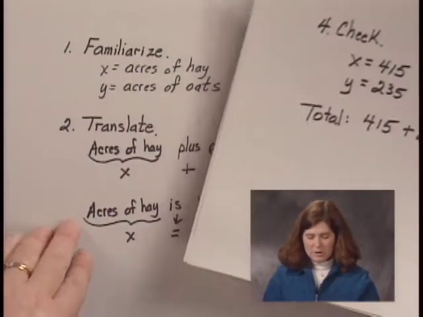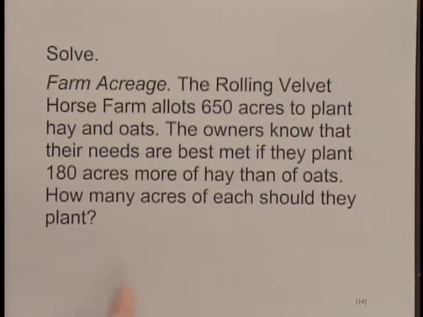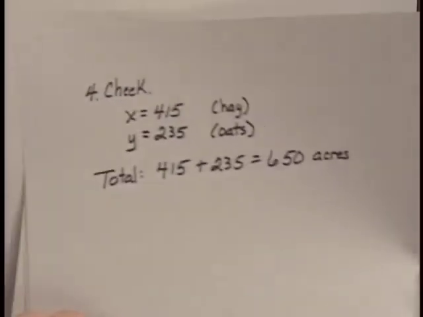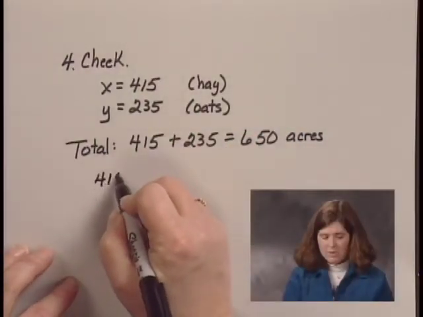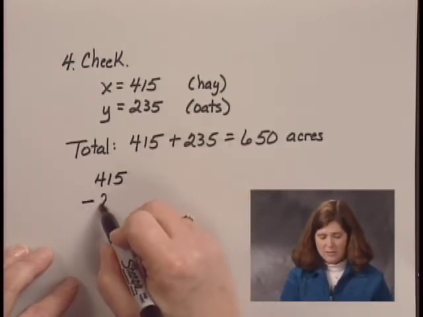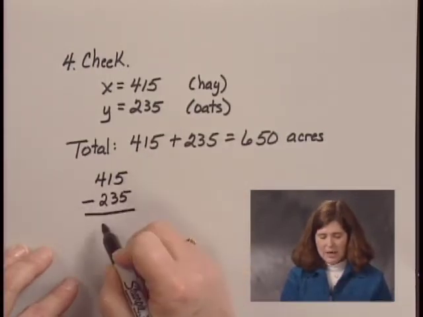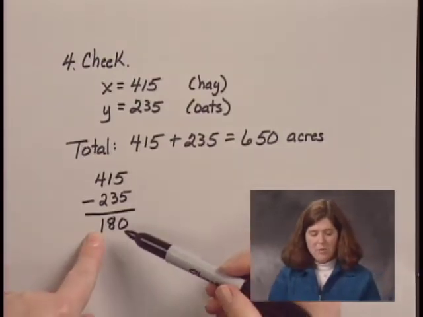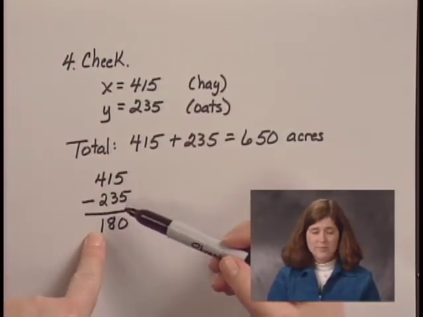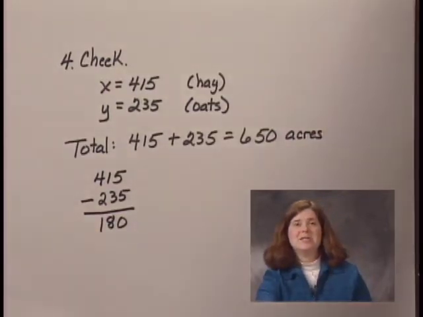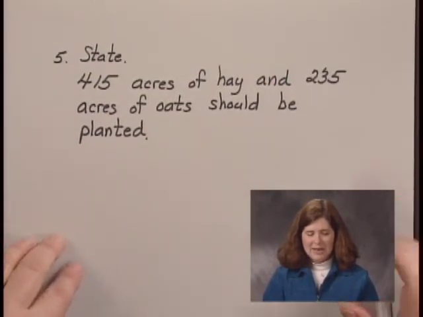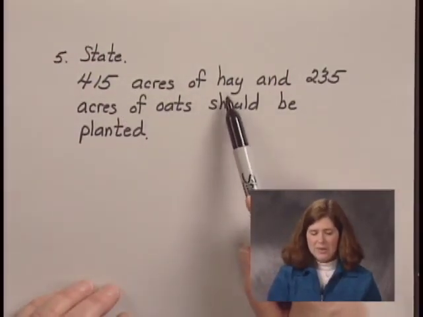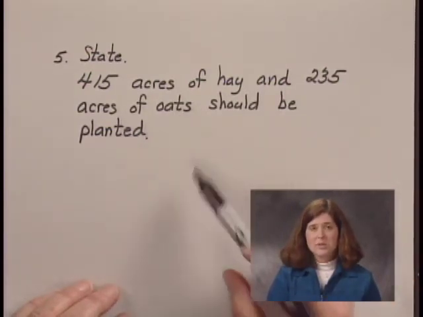I'm also told, looking back at the original problem, that 180 acres more hay is planted than oats. So let me take the number of acres of hay, subtract the number of acres of oats, and I get 180. So there are 180 more acres of hay planted than of oats. So that checks as well. Since these numbers meet all the conditions of our problem, we can state then, using a complete sentence, that 415 acres of hay and 235 acres of oats should be planted.